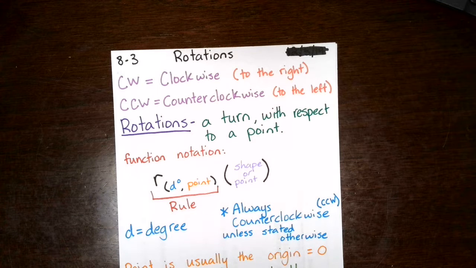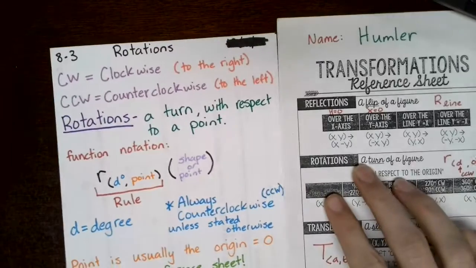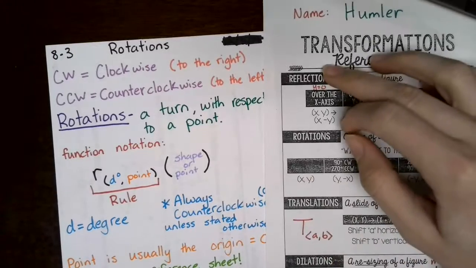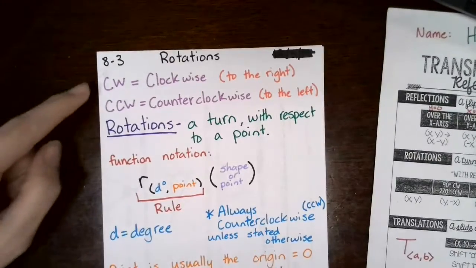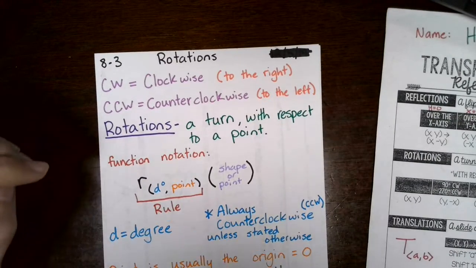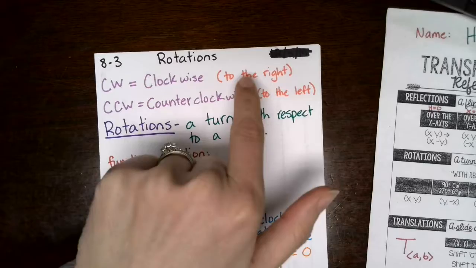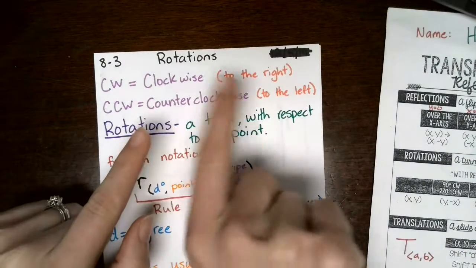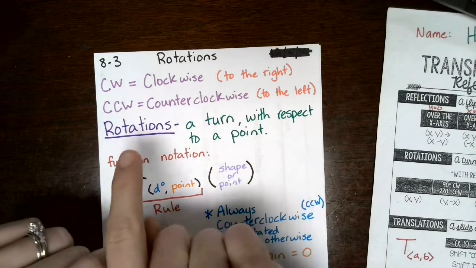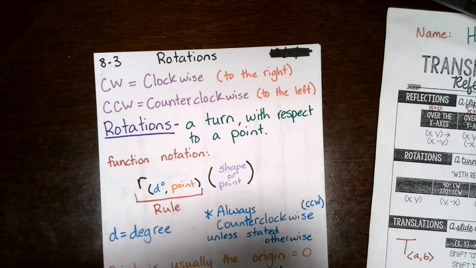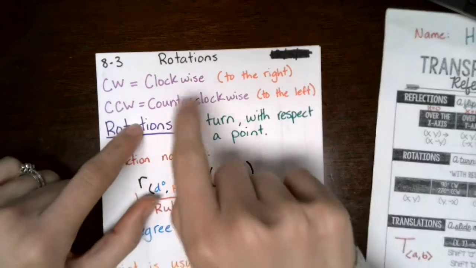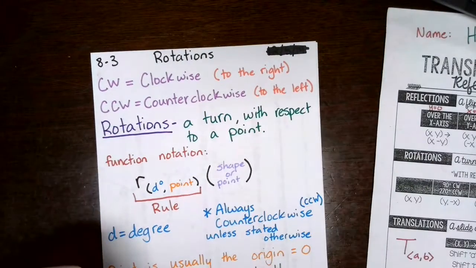Okay, so for 8-3 rotations, this one's pretty short, and it really just goes along with what we've been doing with the reference sheet of translations and reflections. So with rotations, we've got to keep two things in mind. Clockwise means to the right, so that's how a clock goes, to the right, and counterclockwise goes to the left. Now with rotations, they are almost always counterclockwise unless stated otherwise, okay?